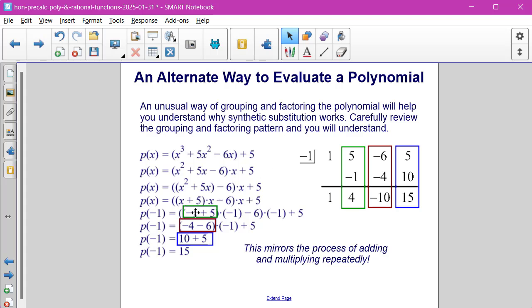So now if we take -1 and substitute it in for all the x values, -1 plus 5 gives us 4 times -1 is -4. -4 minus 6 is -10 times -1 is positive 10 plus 5. Notice that each of these expressions boxed in green, red, and blue correspond to the columns for synthetic division, meaning that it mirrors the process of adding and multiplying repeatedly.